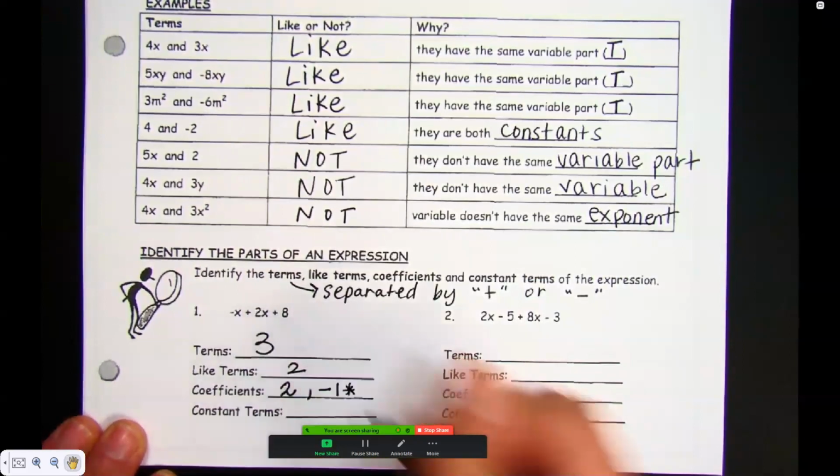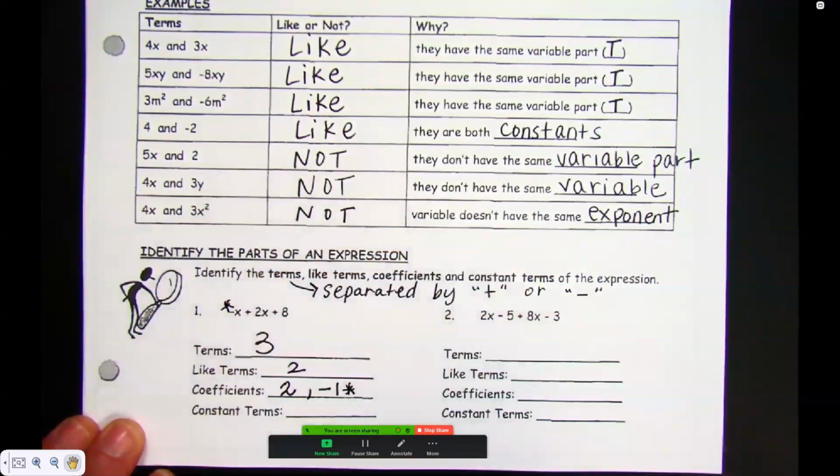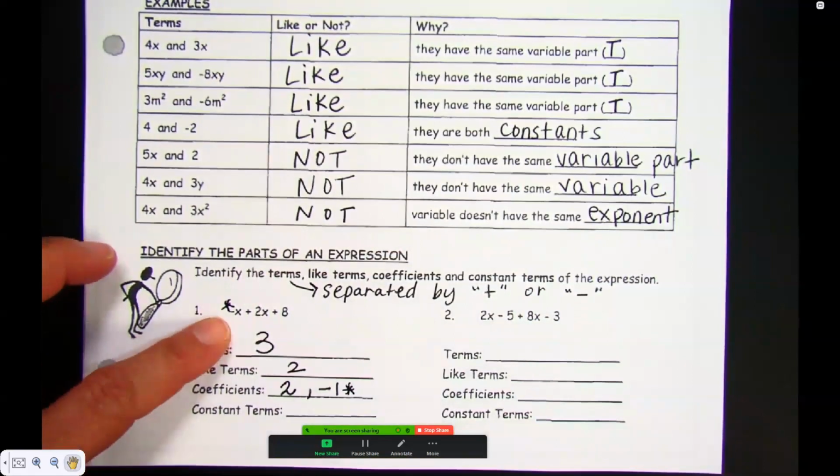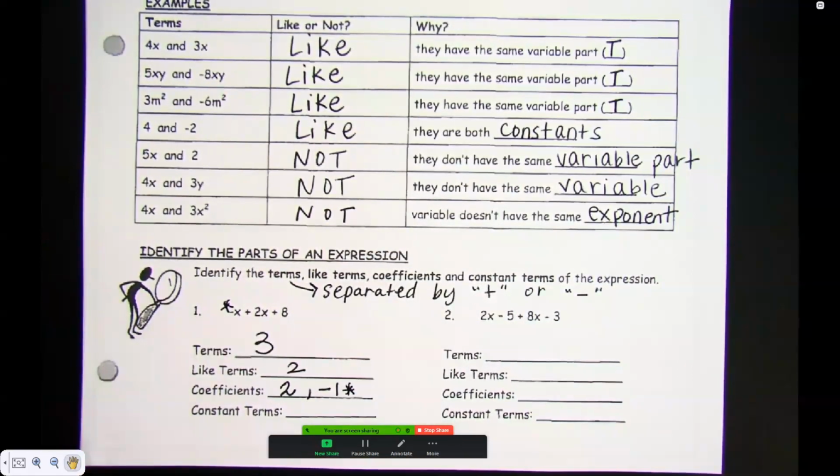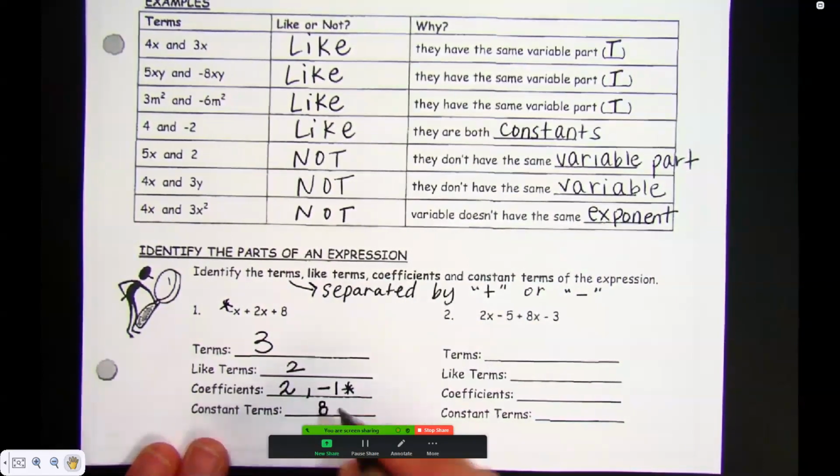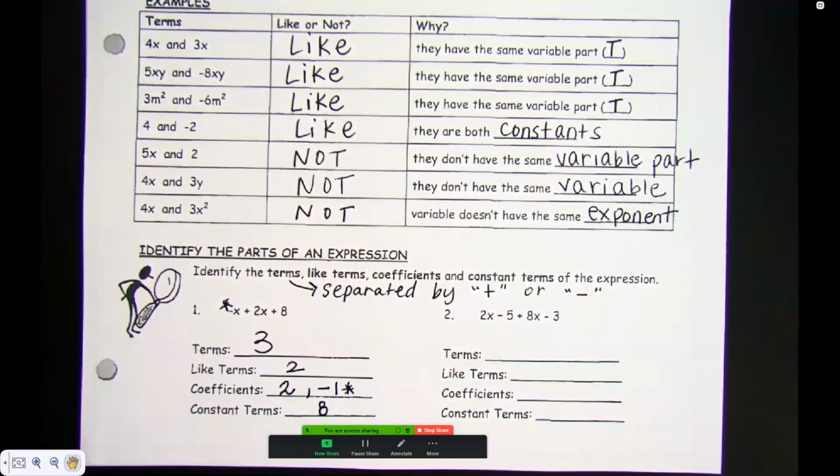So don't forget, even though the number is not written, it's understood to be a 1, but this is -1 because it has a leading negative sign. Constant term, it looks like the only constant I have is an 8. So you're only going to have one answer on that blank.